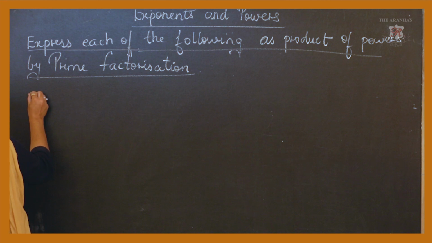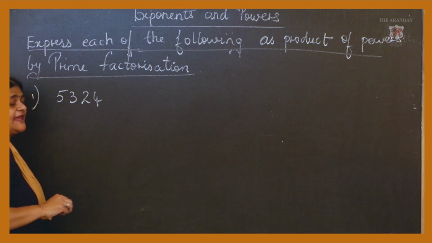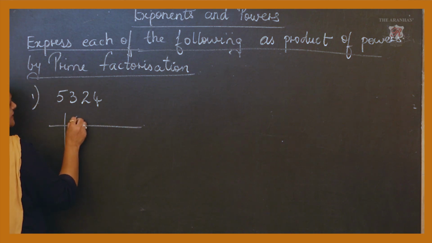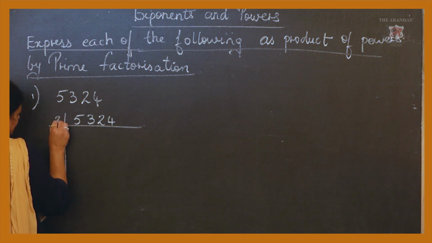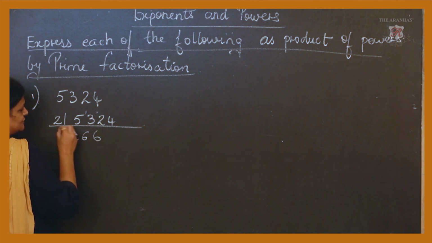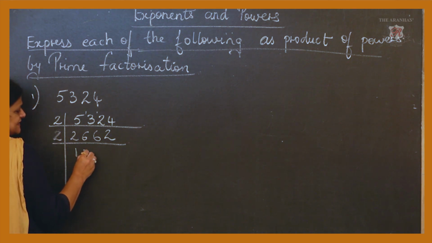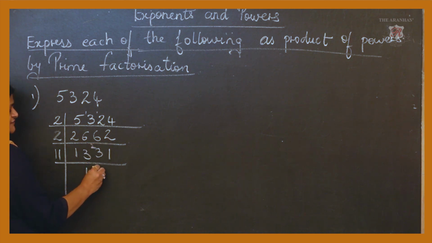Right. Now here, the first sum, suppose we are taking 5324. We are going to do it in the form of prime factorization. So now we are going to divide it by 2. 2 2s are 4, 2 6s are 12, 2 6s are 12, 2 2s are 4. Again, 2 1s are 2, 2 3s are 6, 2 3s are 6, 2 1s are 2.